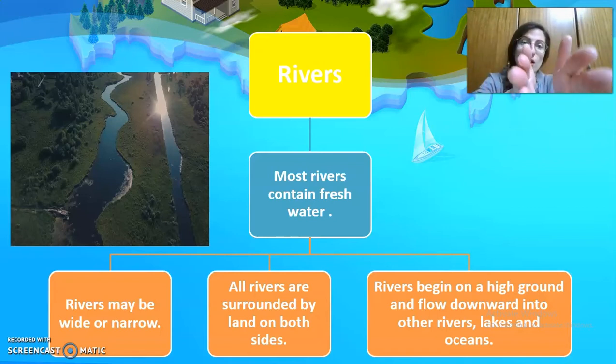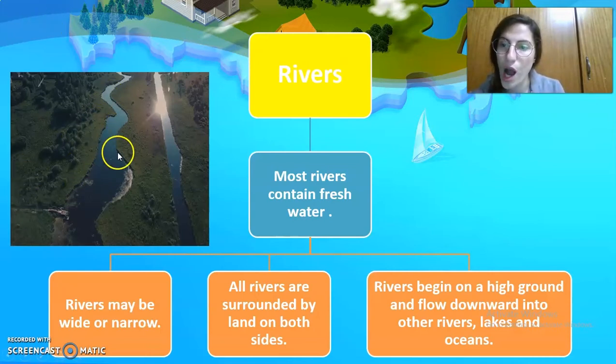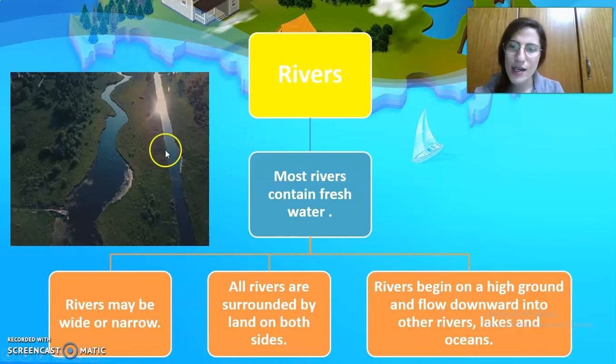Remember, guys, stand close to your mom and leave a bit of distance between both of you. You'll have a narrow river. Stand away from your mom and you'll have a big space between both of you and you'll make a what? Wide river. Observe carefully. This is a wide river. This is a narrow river, okay? Wide, narrow. Clear? Now, what else?